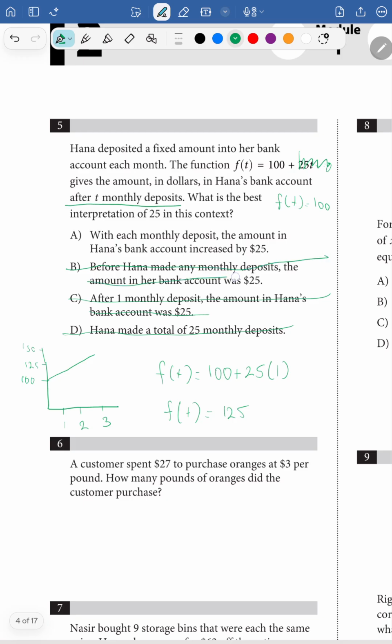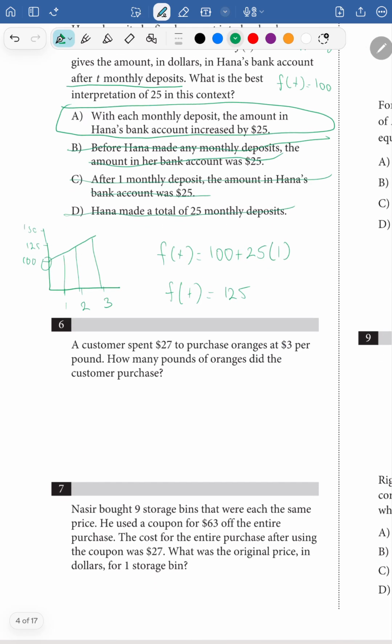Choice A says, with each monthly deposit, the amount in Hannah's bank account increased by $25. And that is precisely what we were saying with this chart. We started off with $100 on month 0, but every month she would make her monthly deposit, and it would increase by $25 because she would put $25 more. So answer choice A is the correct answer here.